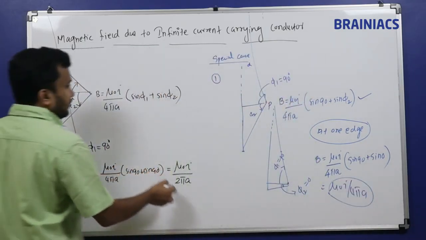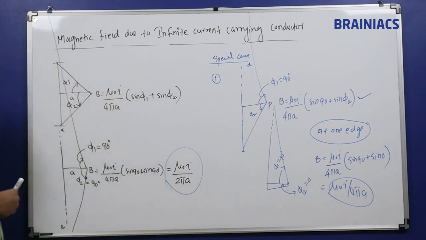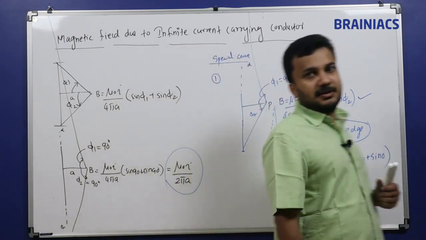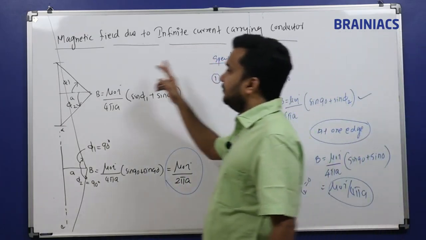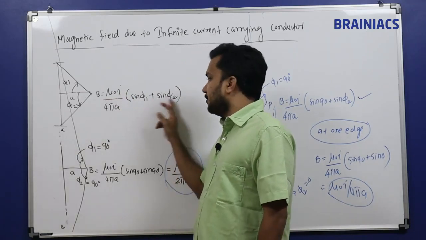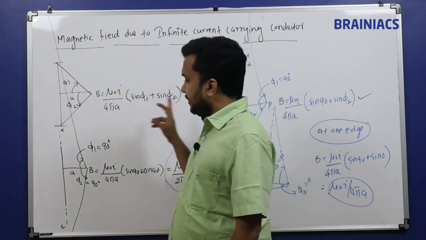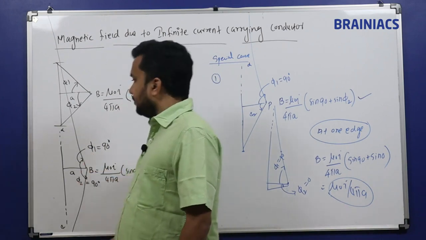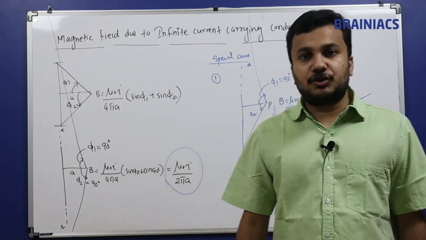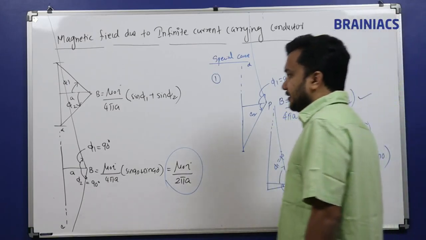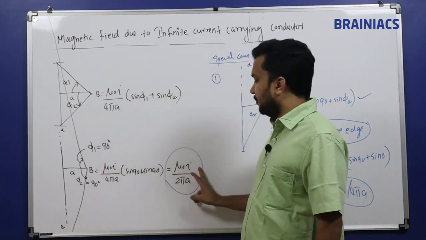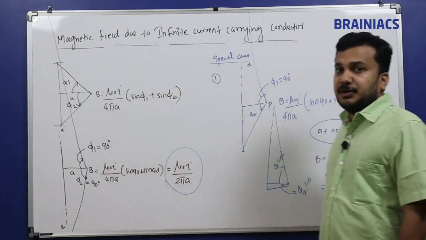Okay, so this is another one. What we are going to do is calculate the magnetic field due to an infinite current carrying conductor. If it is a finite length, it is mu 0 I by 4 pi a into (sin phi 1 plus sin phi 2). If it is an infinite length, then phi 1 and phi 2 are both extending, so it does not have a definite end. So phi 1 equals 90 and phi 2 equals 90. Substituting here, you will get mu 0 I by 2 pi a.